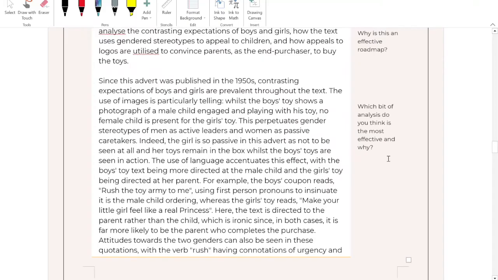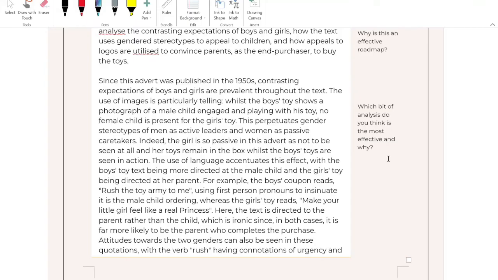And here's the paragraph that we've already read, but just so you can see what it feels like together, I'll read it again. Since this advert was published in the 1950s, contrasting expectations of boys and girls are prevalent throughout the text. The use of images is particularly telling. Whilst the boy's toy shows a photograph of a male child engaged and playing with his toy, no female child is present for the girl's toy.